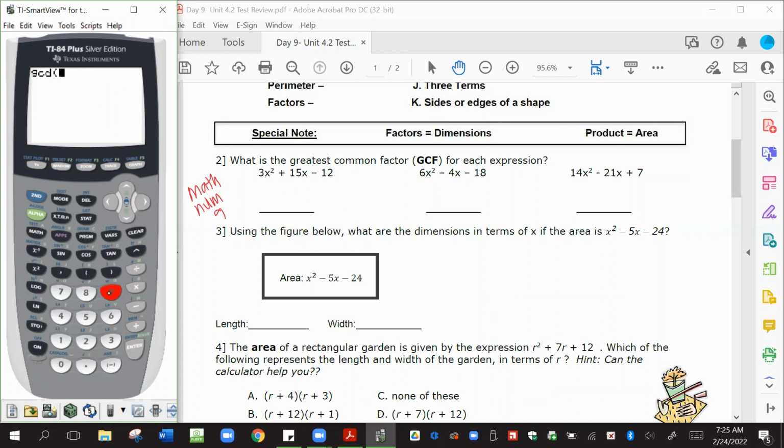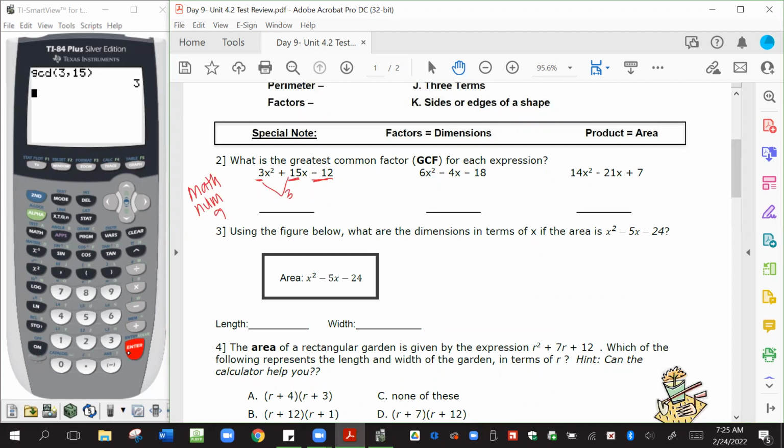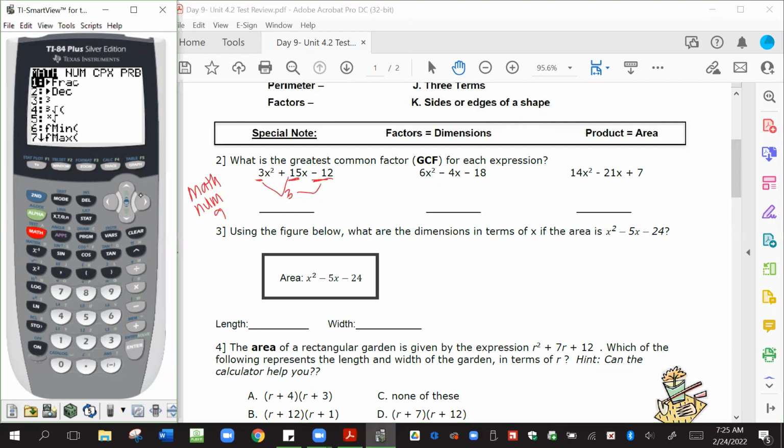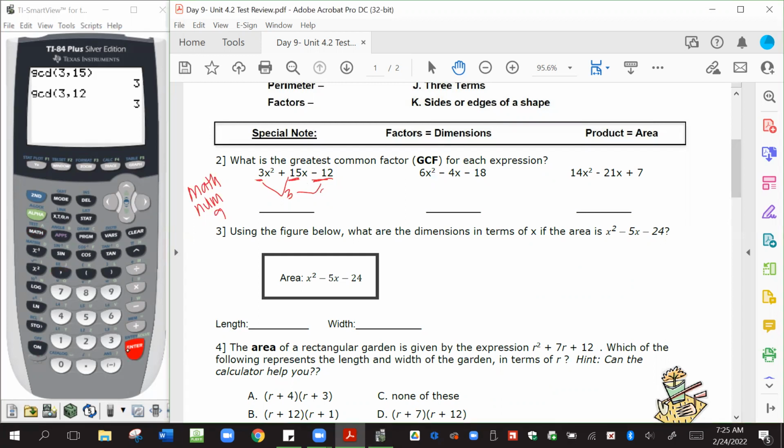So right here, I have a 3, a 15, and a negative 12. So I can only do 2 numbers at a time. So I'm going to do 3, 15, and then I'm going to hit enter. Okay, so this GCF is 3. And then I'm going to take the GCF and the last number. I'm going to go math num 9, 3, 12. And it's going to tell me that this one's 3. That is my GCF. You should be able to do that for the remaining 2.